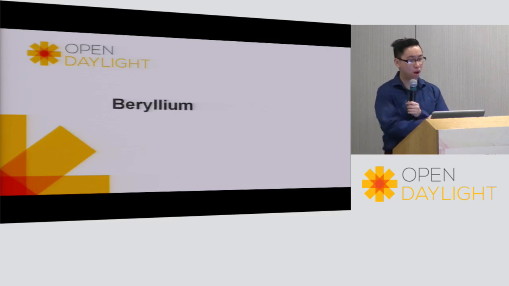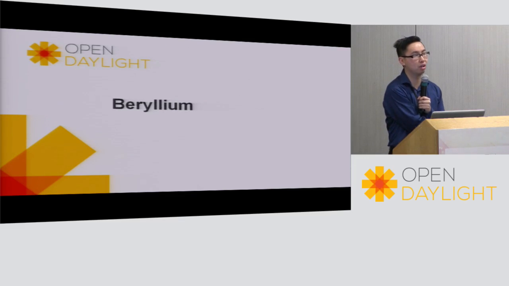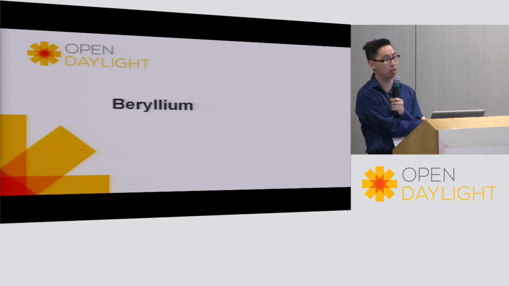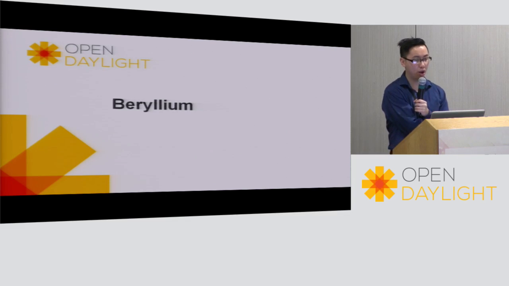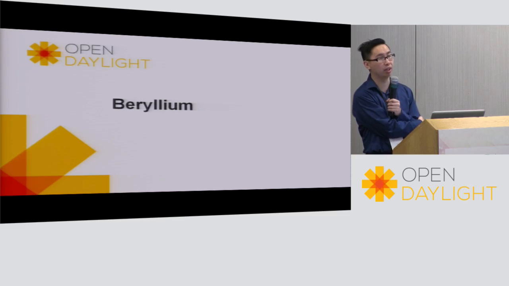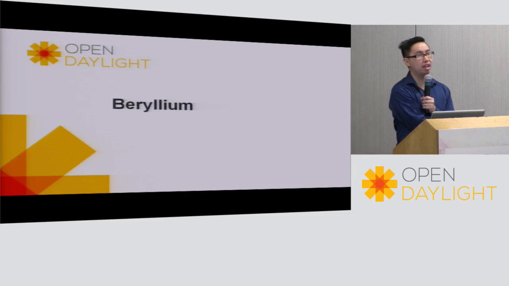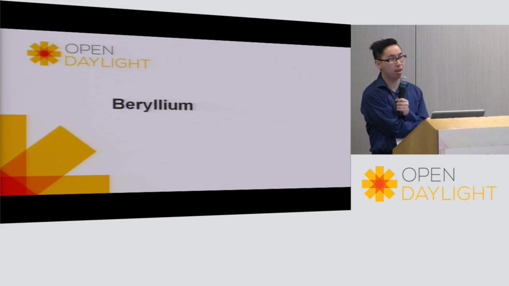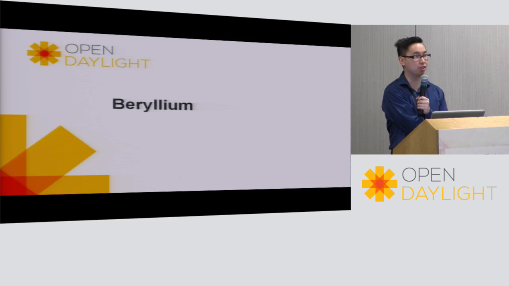Right. So that covers an overview of the features of USC. Now I want to go into what USC has done in the Beryllium release. We followed a tick-tock model of development. So in Lithium, we implemented a lot of the major features, the 4 features that we had discussed. In Beryllium, it was more of bug fixing, performance enhancements, and also expanding our testing suites.